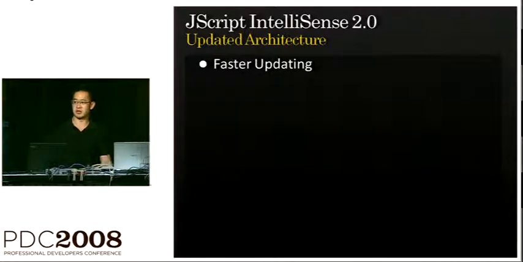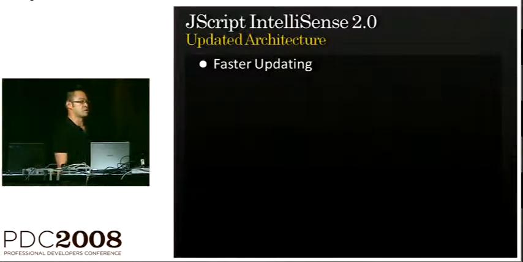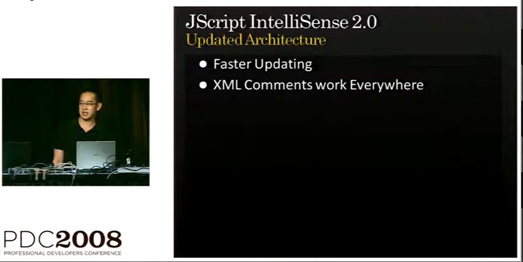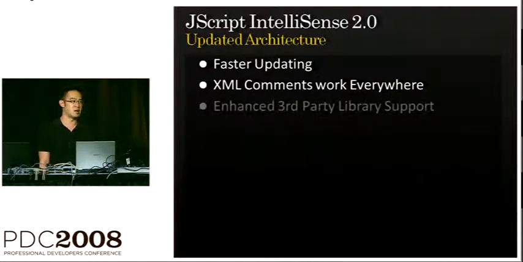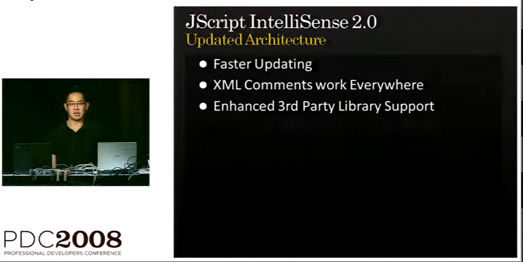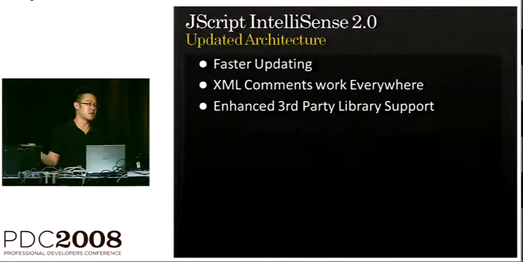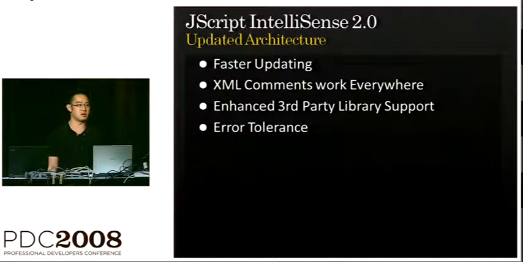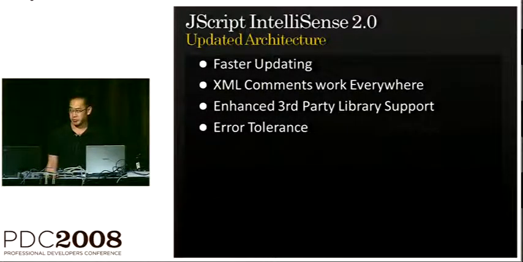So we've updated the architecture in IntelliSense 2.0. One of the top points of feedback was that we wanted faster updating times, so we're going to give you faster update times. XML comments work everywhere. We'll look into that in just a second. You'll be able to use any library, any code, anything you can throw at the engine. And along with that, some notion of error tolerance.